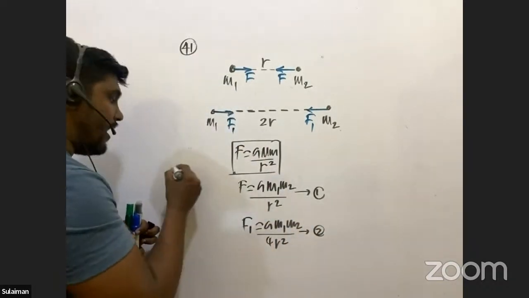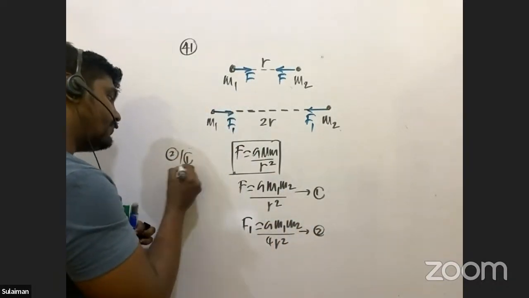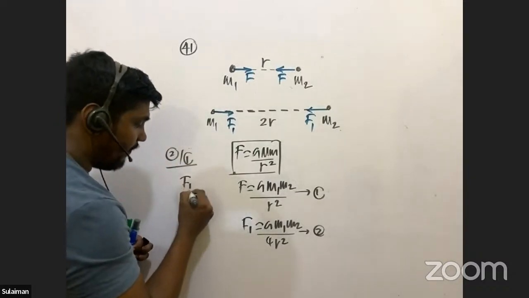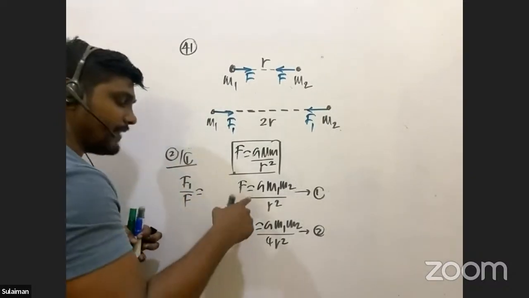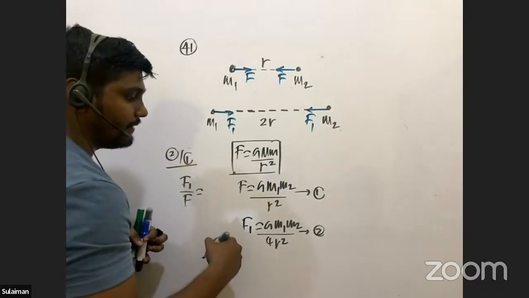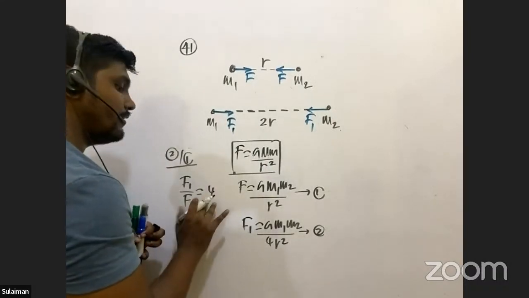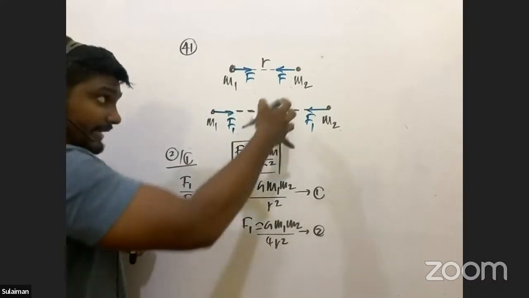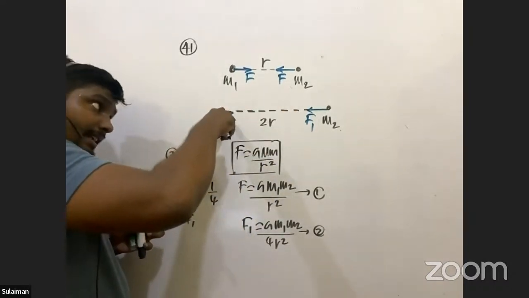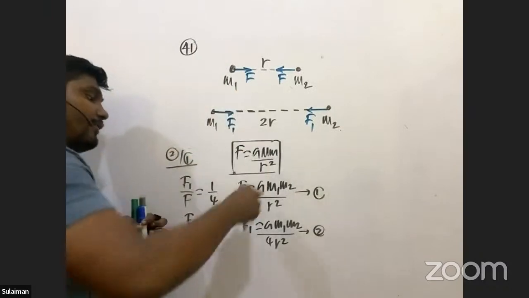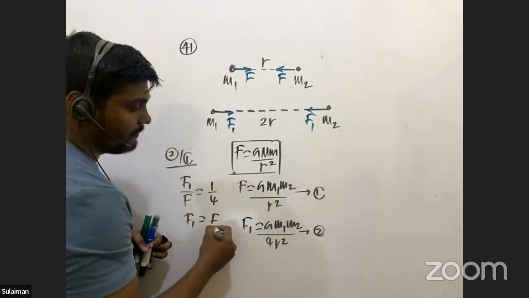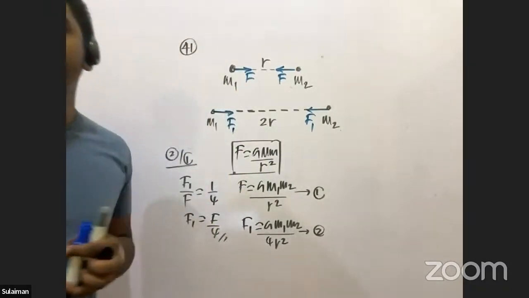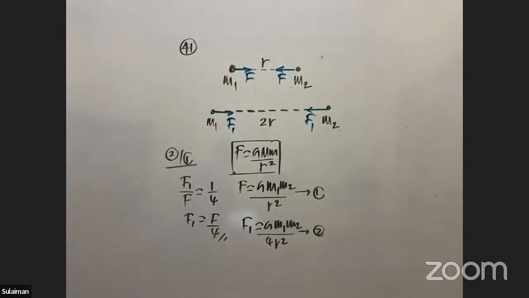When you divide 2 by 1, F1 over F equals 1 over 4. That means when you double the gap, the gravitational force will be decreased by a factor of 4. Hands up who understood this one? Understood?